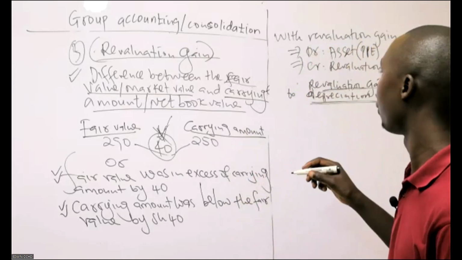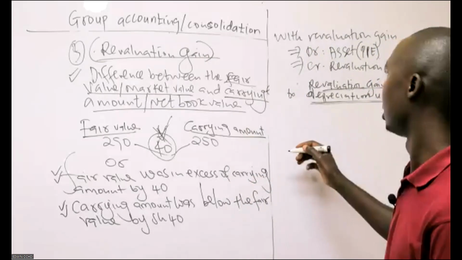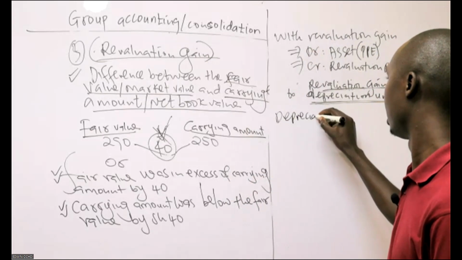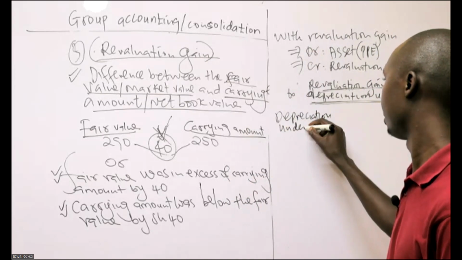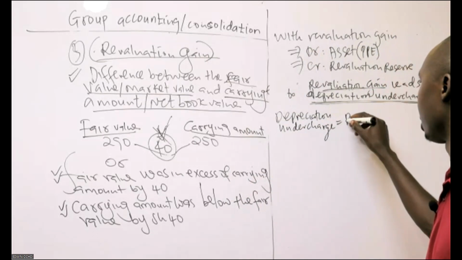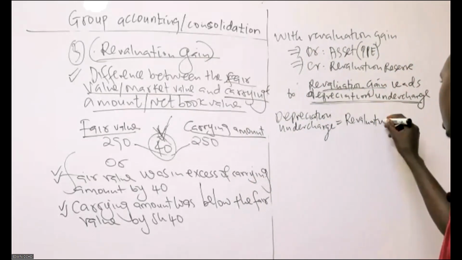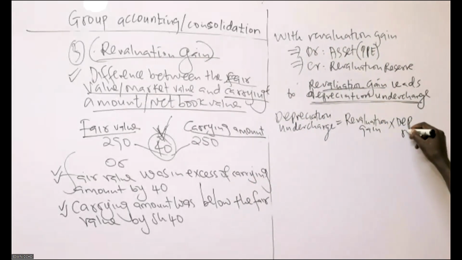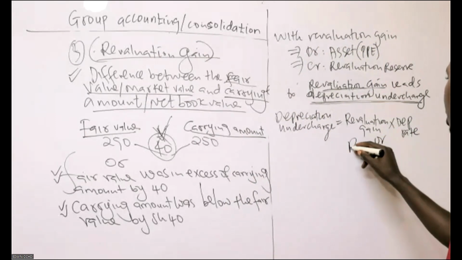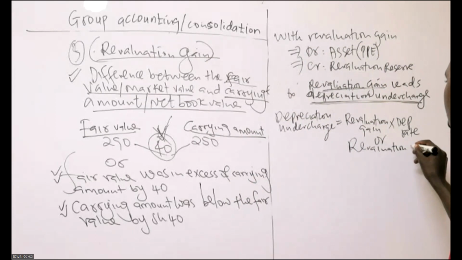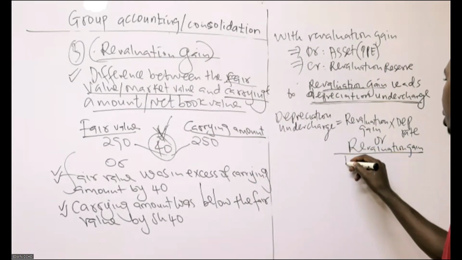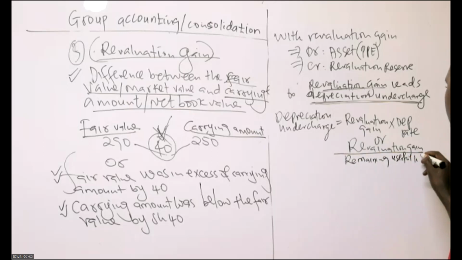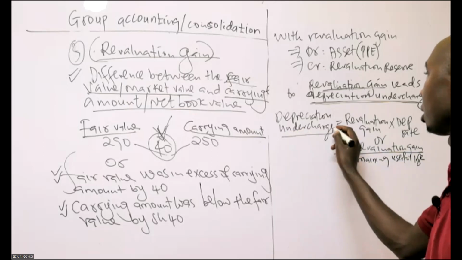So how will you find that, and how will it be adjusted? For the depreciation undercharge, you will be taking your revaluation gain times what? Depreciation rate. You will be given a rate, or if you are given the remaining life, you take your revaluation gain and divide by the remaining useful life. So how would I adjust this in the books?